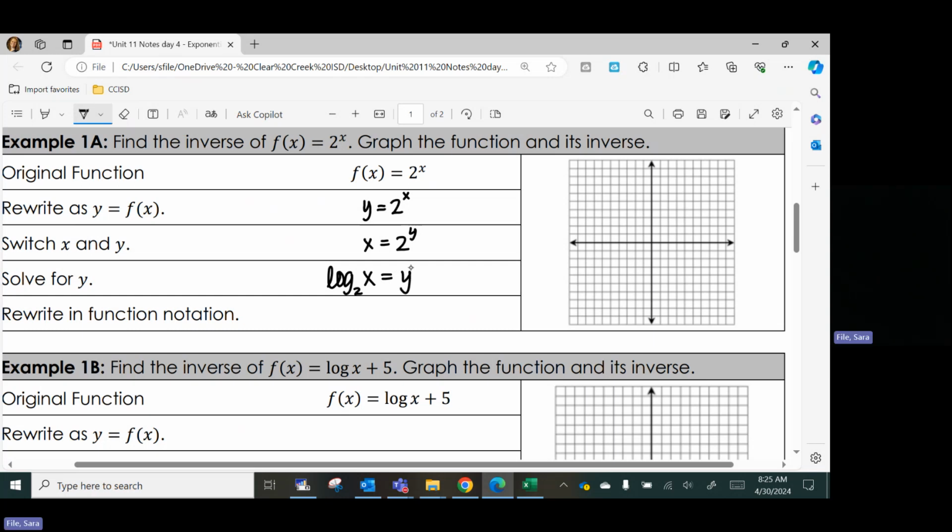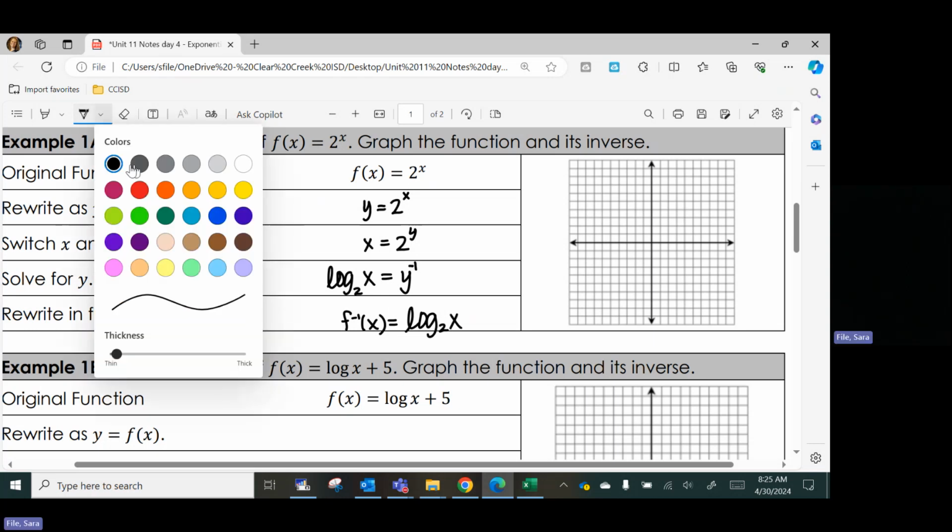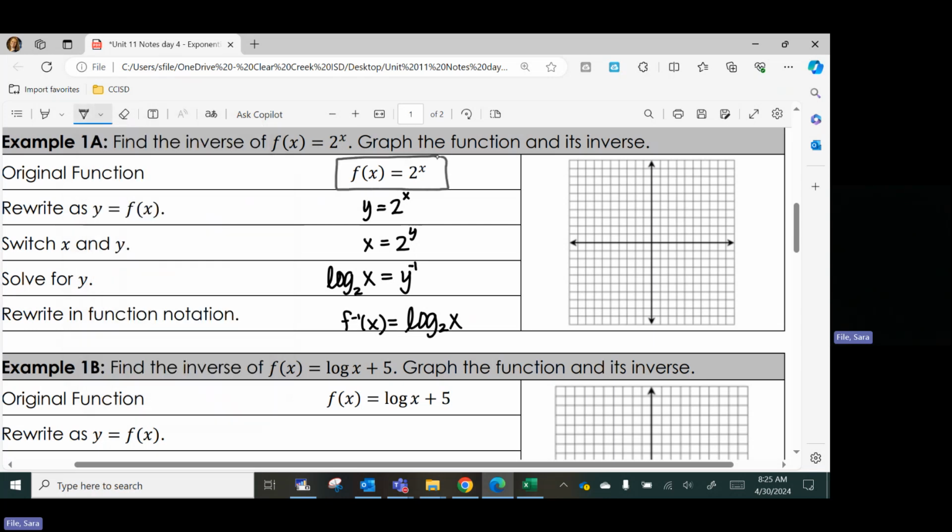Now I'm going to indicate that this is the inverse function with that little -1. But they want us to put it back in function notation, meaning f of x instead of y. So I'm going to replace y with f inverse of x. And then it's the log base 2 of x. So that's your inverse.